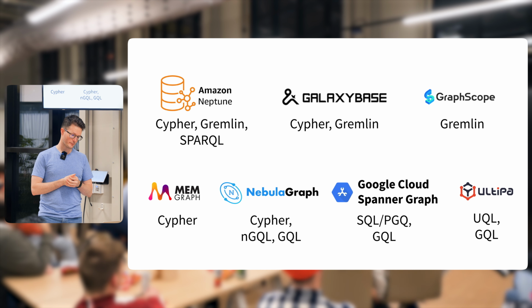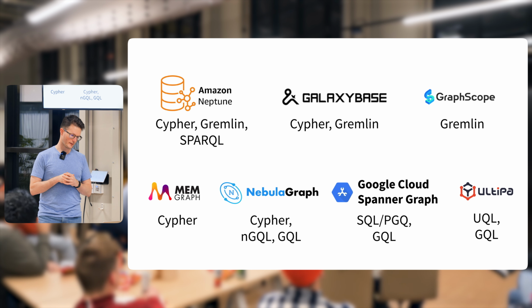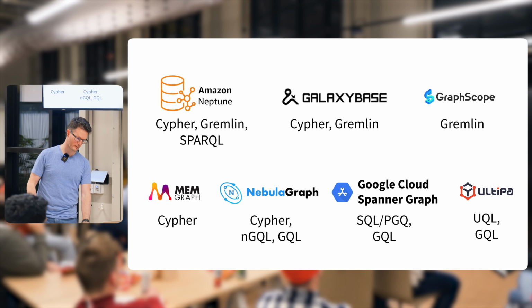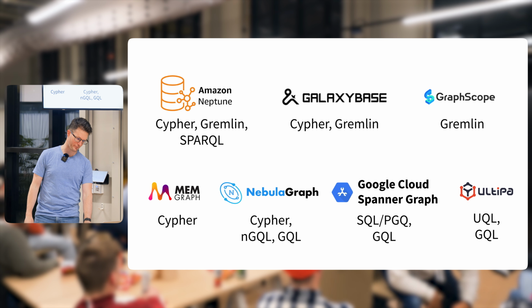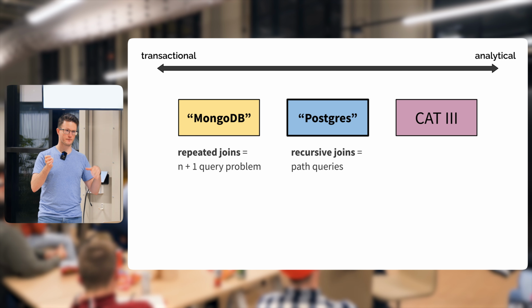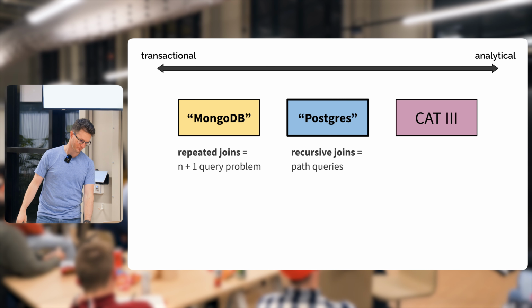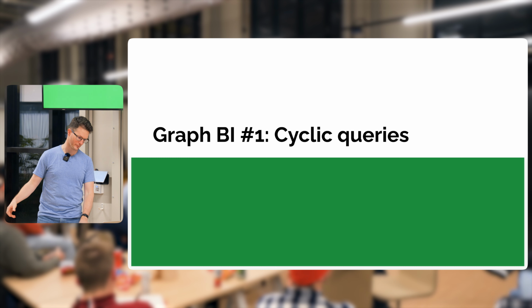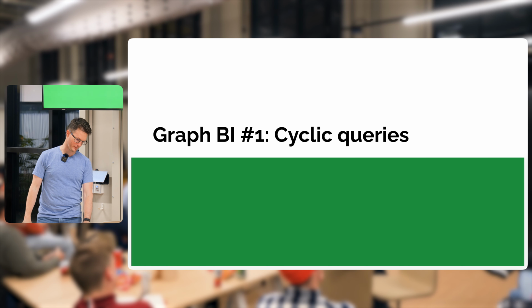Other graph database systems are here. AWS has its own system called Neptune. There are systems like GalaxyBase, GraphScope, MemGraph, and so on. Google recently rolled out something called Spanner Graph. I think labeling-wise, this is Postgres. It's Postgres, but it also does the path queries really well. And then finally, we have something called Graph BI, which is where it kind of blends into the territory of relational systems. And it does so by solving 2 queries, interestingly.